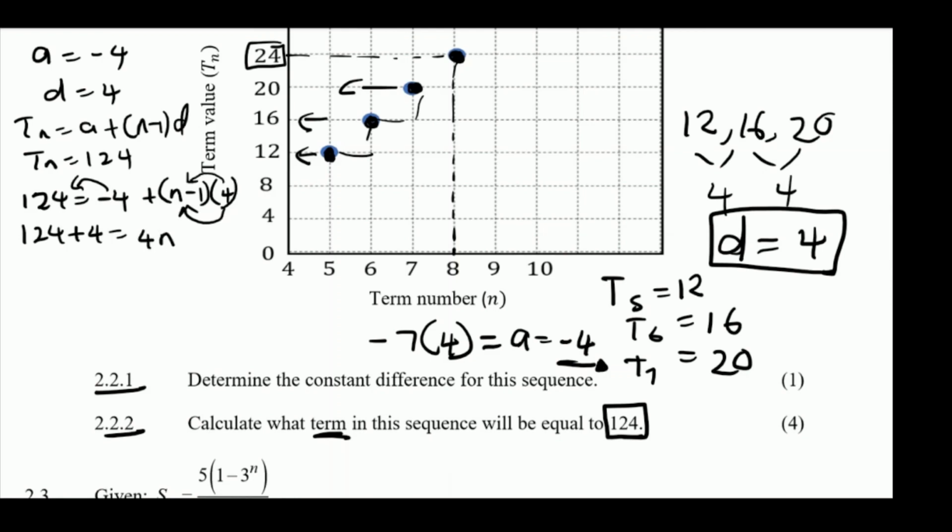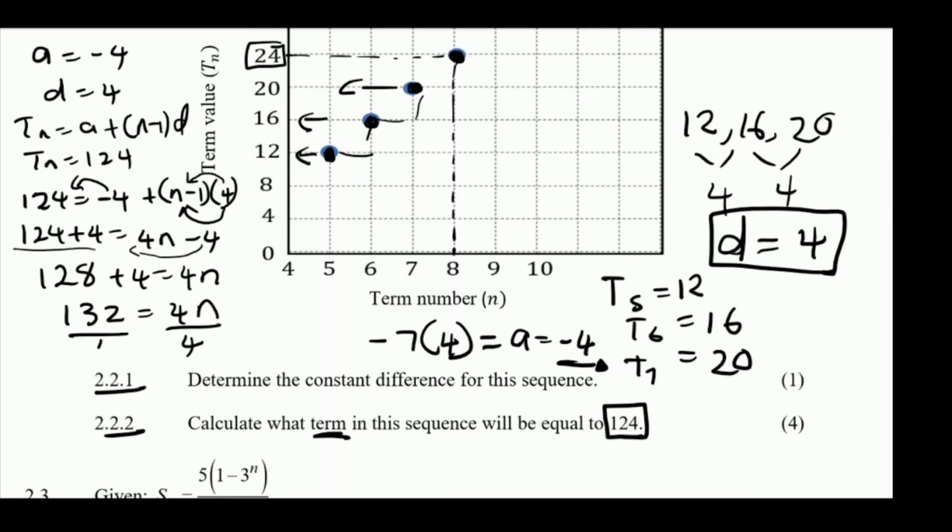4 multiplied by negative 1 is minus 4, right? So when you add these two, you're going to get 128. And then you take the minus 4 to the other side. We have plus 4 equals 4n. And then here it's going to be 132 is equal to 4n. And then you divide by 4 on both sides, so your n value is equal to 33. So this is the solution of n required for 2.2.